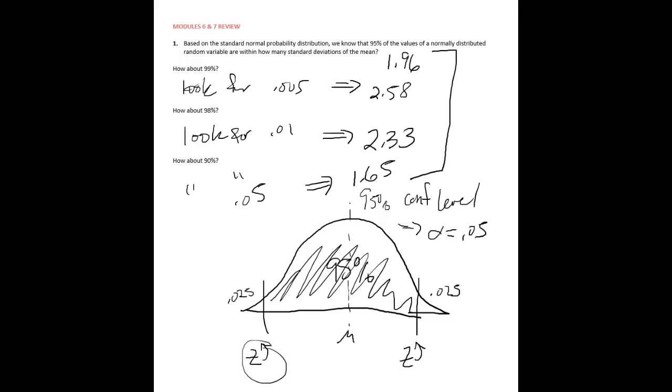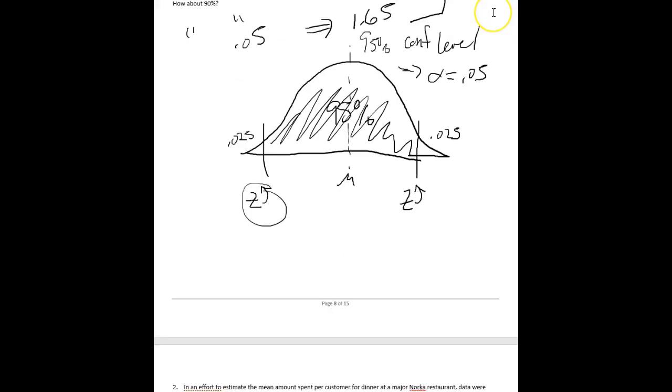For t, that's a little different. Your t values are going to change with how big your sample size n is. But for these, you're going to see 1.96, 2.58, 1.65 a lot. 2.33 probably less so, but you'll see those. So get used to them.